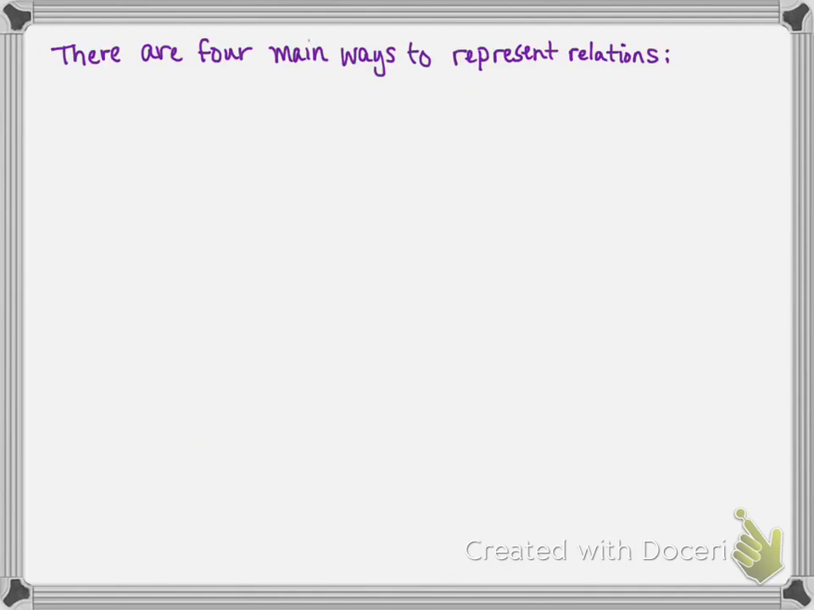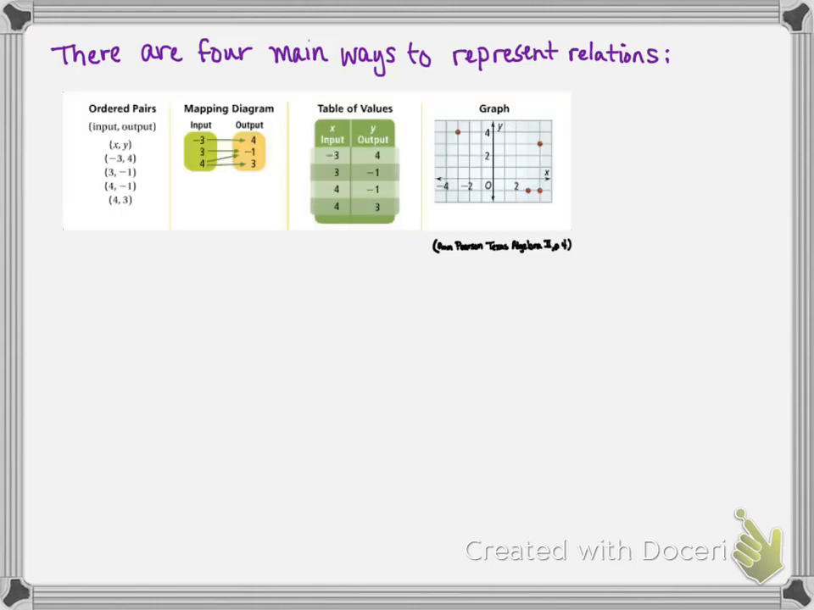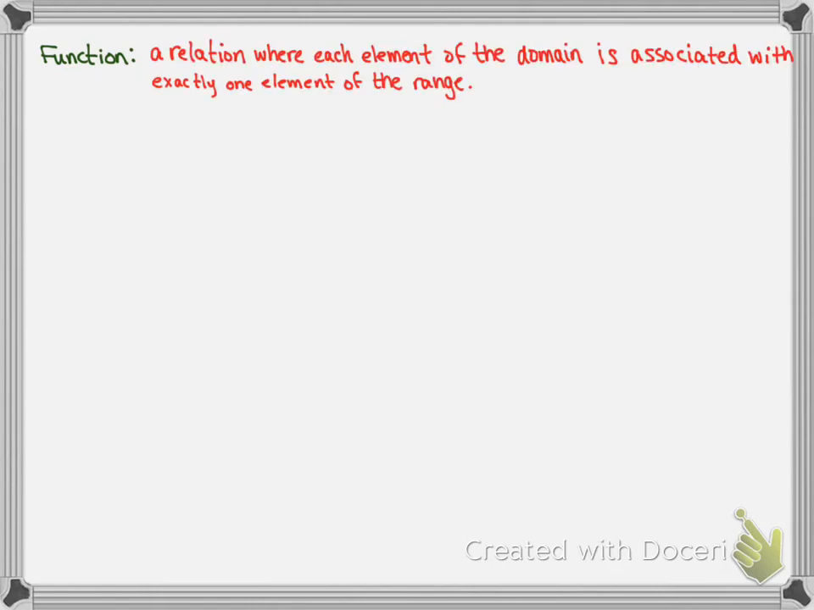There are four main ways to represent relations or functions. And this is from your textbook. This shows that we can represent relations and functions as a set of ordered pairs, using a mapping diagram, or using tables and graphs. And this year in class, we'll mostly use the tables and graphs. A function is a relation where each element of the domain is associated with exactly one element of the range. In a function, no x value is repeated.